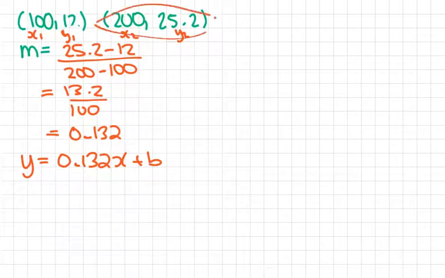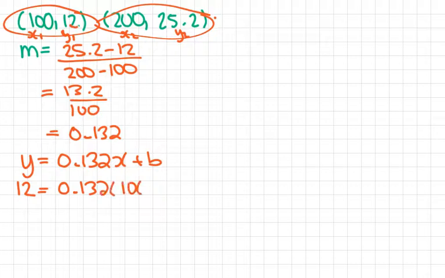Now I need to find b. So I need to take one of these points. It has to be one of these because those are the only ones that I know for sure are on that line. So I'm going to choose 100, 12. So 12 equals 0.132 times 100 plus b. 12 equals 13.2 plus b.